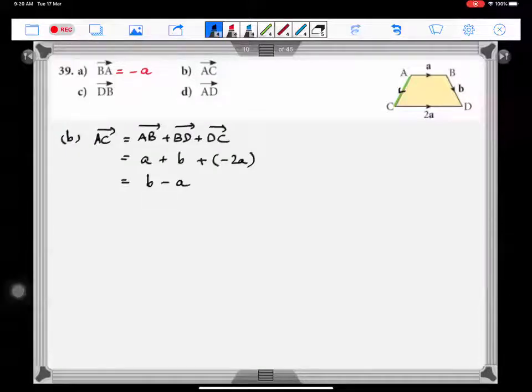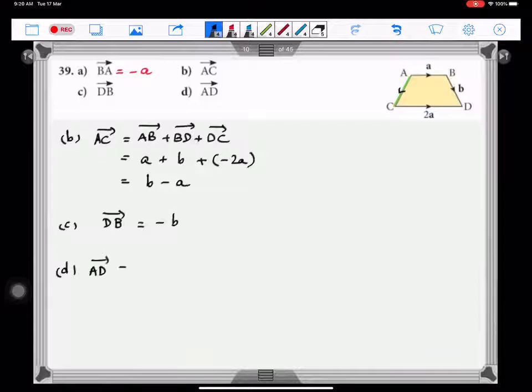Part C, DB. DB is minus B. BD is B, DB is minus B. What about AD? Go from A till B, then go from B till D. The shortcut is AD, that's A plus B. Straightforward.